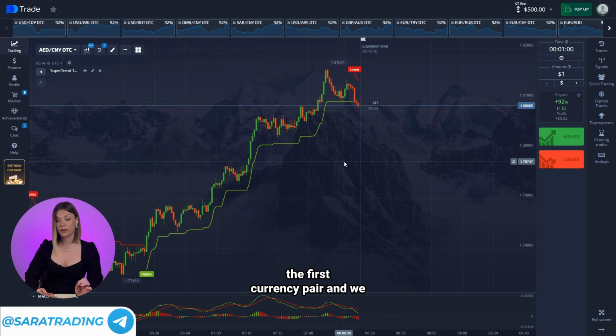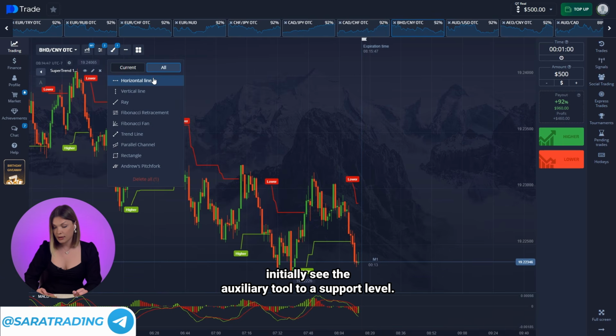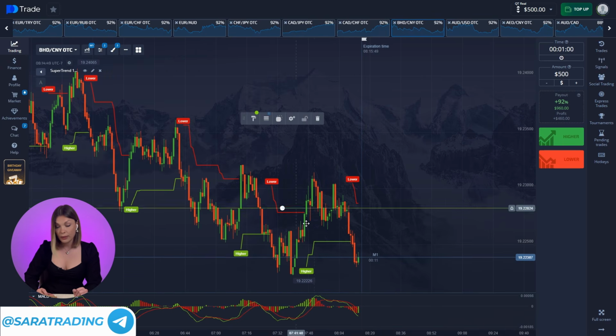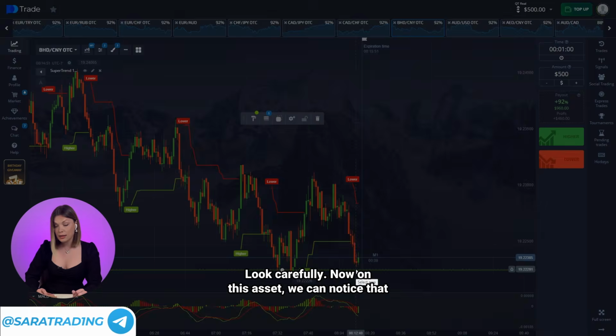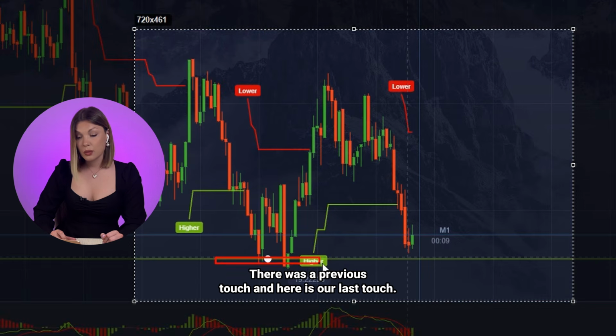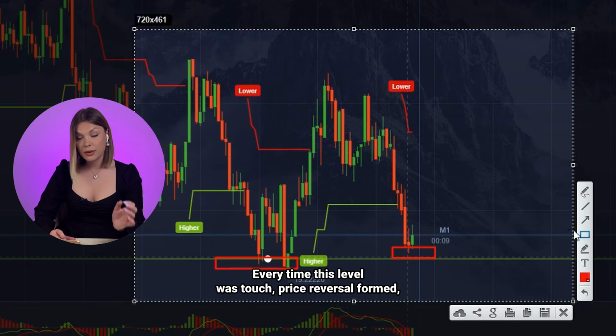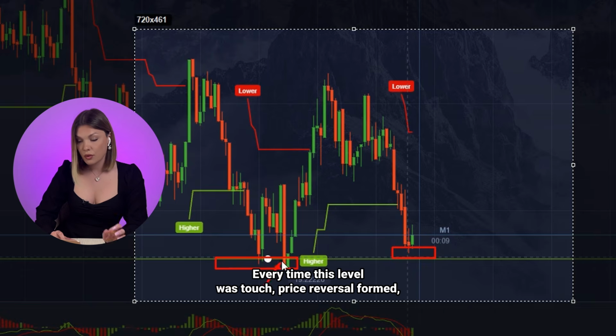So now I will find the first currency pair and we will open the first deal. So friends, we will work with this asset. Here I initially see the auxiliary tool at a support level. Look carefully. Now on this asset we can notice that the price is at the support level. There was a previous touch and here is our last touch. Every time this level was touched, a price reversal formed.